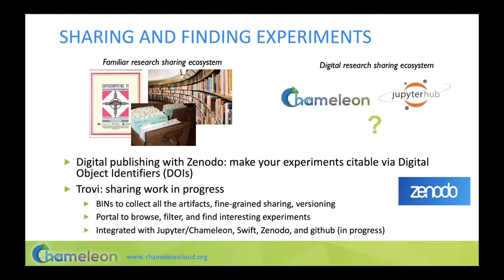And we integrated it with our portal. So you can go to the portal, filter the experiments, and search by keyword, by tag, and things like that, and you can find something interesting. Then we integrated it with Jupyter as well. We integrated with Swift, which is the OpenStack object store that we run. And we are currently in the process of integrating with GitHub, since many of our users use that. Being able to import and export, to go between GitHub and Chameleon, is a good thing. We might not provide fine-grained sharing via GitHub. That would be via Swift, but you can always import to Swift.